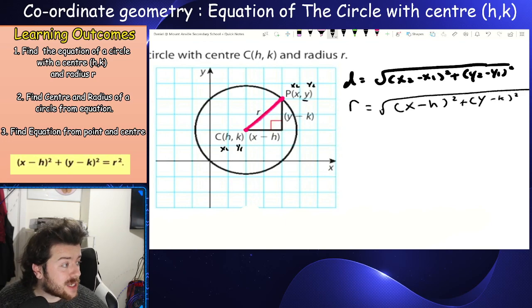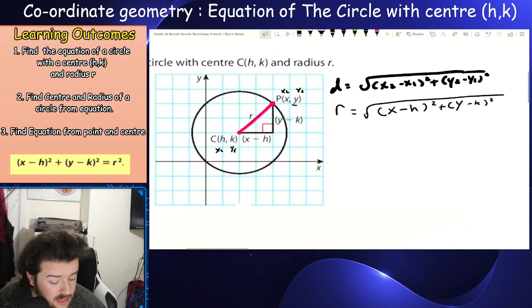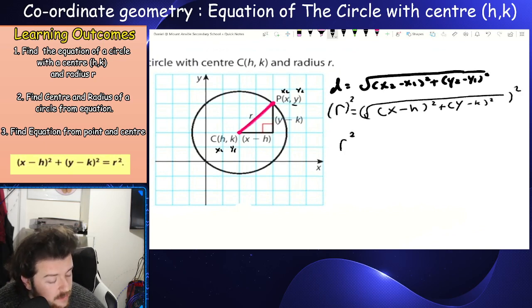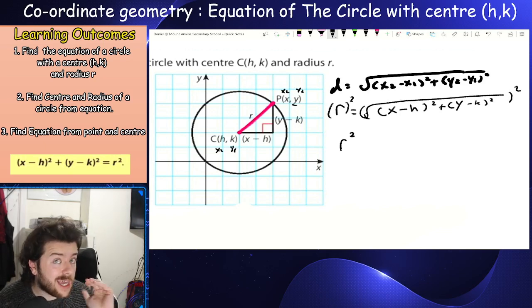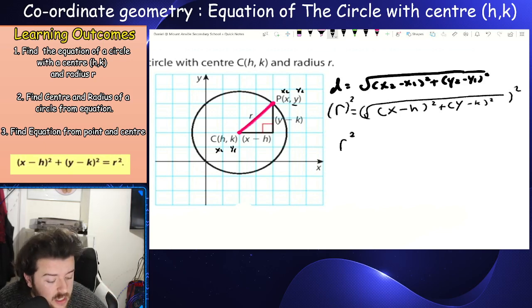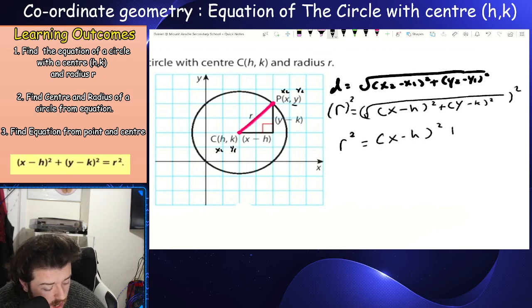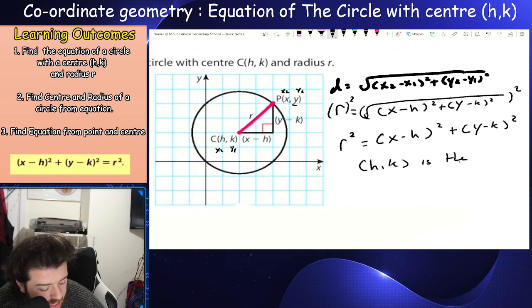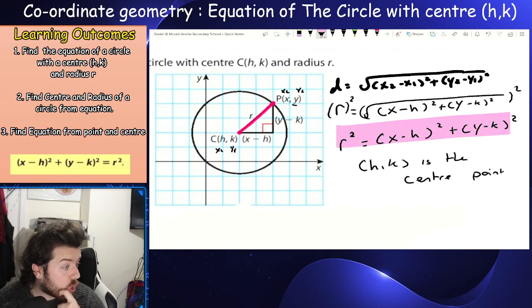And then finally, we're going to square both sides to get rid of that square root. Remember, if I'm squaring a square root, I'm getting rid of the square root and keeping what's inside it. So I have r squared is equal to x minus h squared plus y minus k squared, where hk is the center point. So that is the new equation of a circle we are working with.